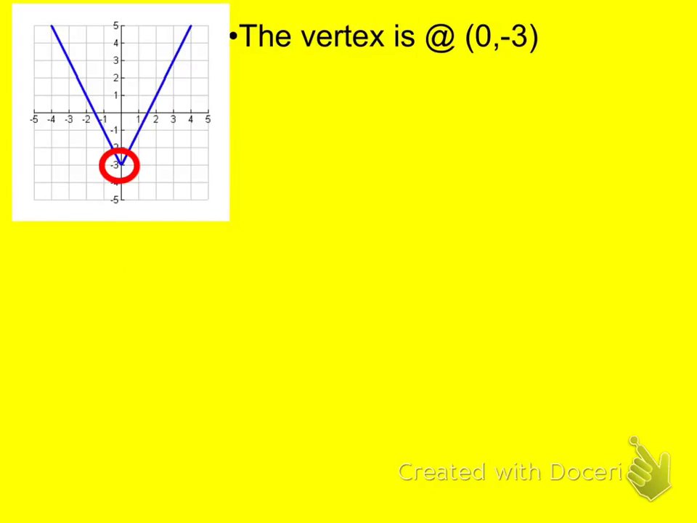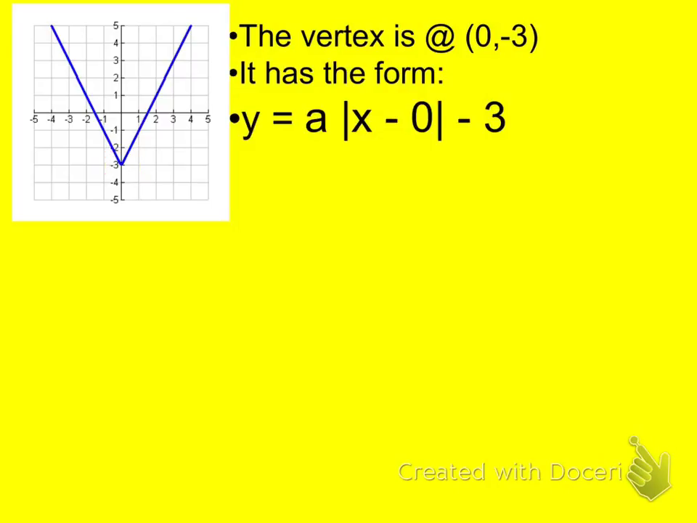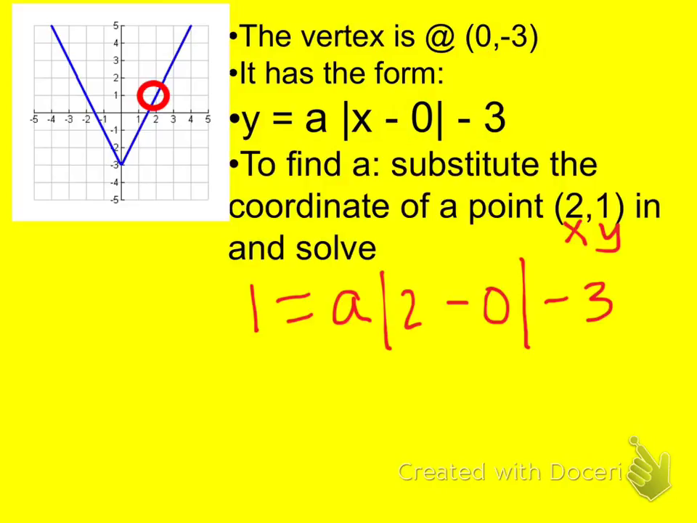The vertex, let's now look at how do we write an equation from a graph. We're looking at it in reverse. So our vertex is located at 0, -3. We're going to use this form, same form we've been talking about. We're going to substitute the x of the vertex, which is now our h right here, and the y is going to end up becoming the -3.